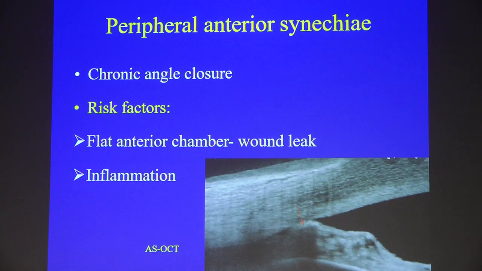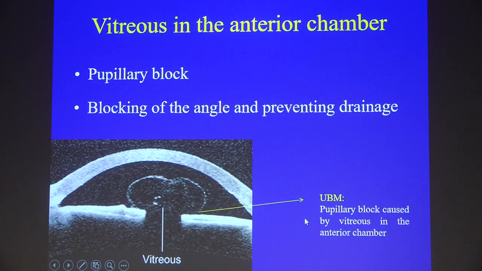So peripheral anterior synechia, chronic angle closure: risk factors are flat anterior chamber, wound leak, or inflammation, as you would see in the ASOCT that you see out here. So vitreous in the anterior chamber can cause pupillary block, blocking of the angle and preventing drainage. That could be very clearly seen in the UBM, pupillary block caused by vitreous in the anterior chamber.